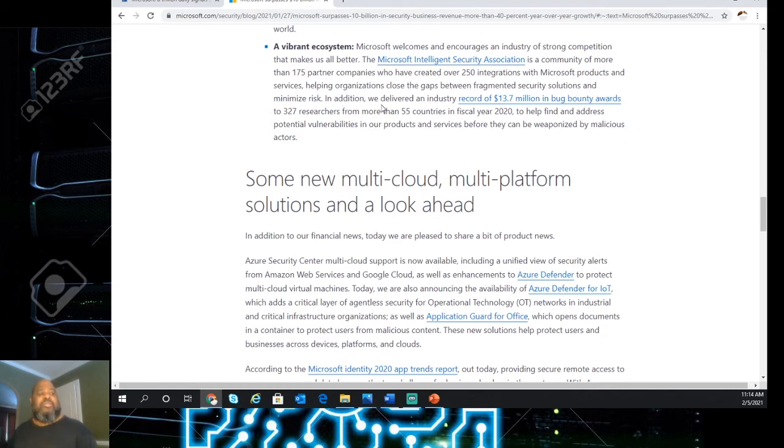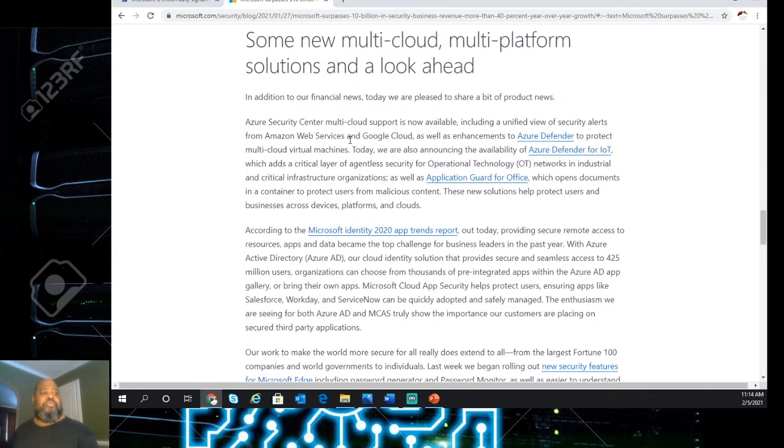In addition, Microsoft delivered an industry record 3.7 million in bug bounty awards to 327 researchers from more than 55 countries. So there's a lot of bug bounty hunters, especially in this sector of YouTube. That's amazing. They paid out $14 million in bug bounty to 300 guys. So if you find a big bug in Microsoft, you can collect on it.